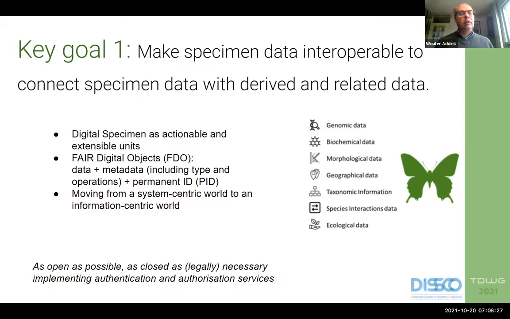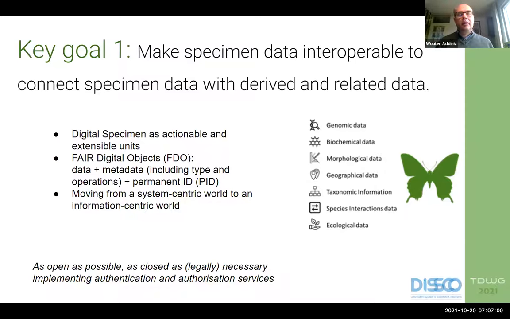As the community uses this digital specimen information, we want to build that on a FAIR digital object infrastructure. FAIR digital objects are a very simple way to represent data. They consist of data plus metadata, or metadata alone. That metadata includes the type of the objects, the operations that are possible on the objects, and a permanent identifier.